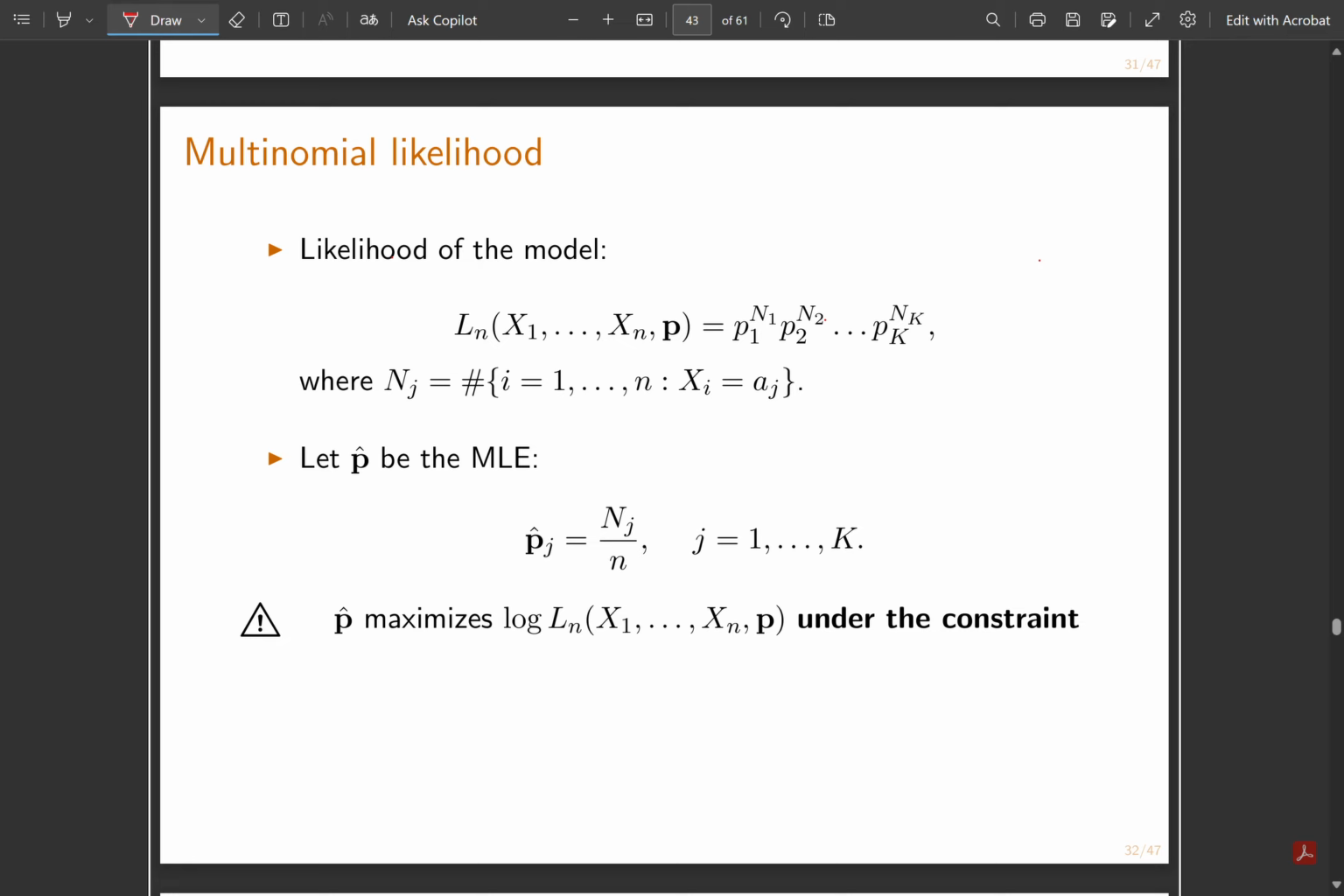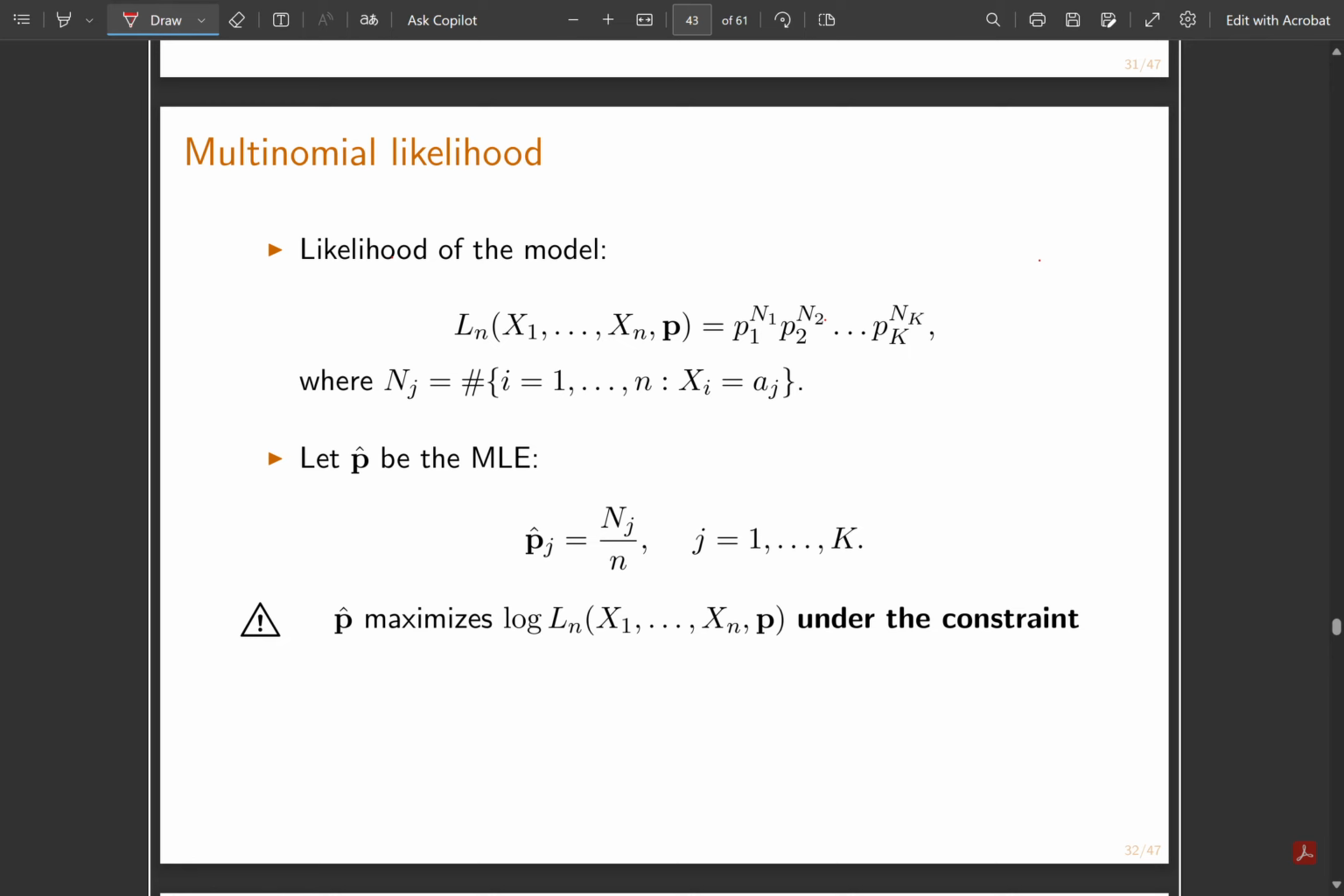The goal of our session today is to compute the MLE, and for that we have the likelihood of a model given as p1^n1 times p2^n2 up to pk^nk. That's the model we have been given. Now we need to compute the MLE out of it.